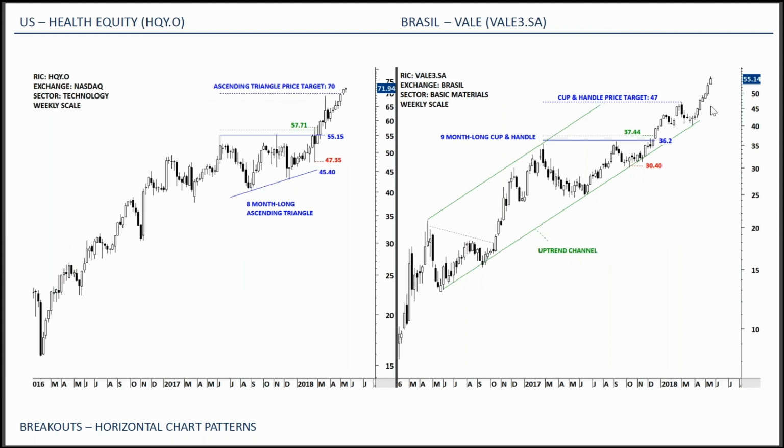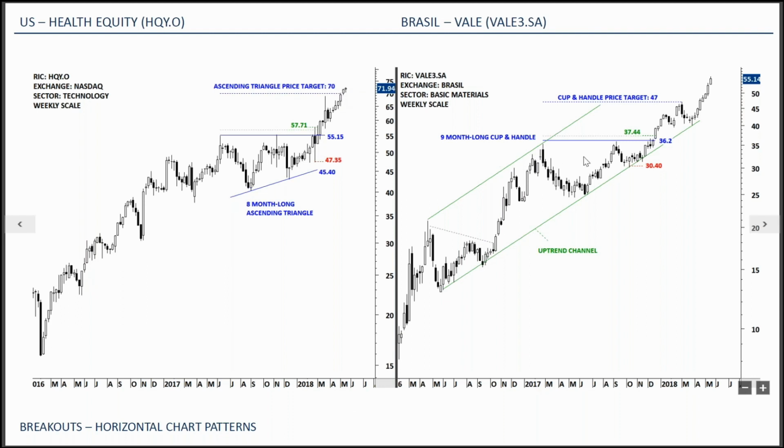Ascending triangle as a continuation chart pattern on the left hand side. Usually you look at these type of chart patterns developing in an uptrend. It's better if we are breaking out to all-time highs. Chart pattern reached and exceeded its chart pattern price target.